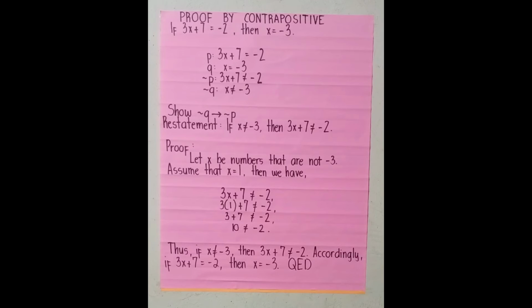Thus, if x is not equal to -3, then 3x + 7 is not equal to -2. Accordingly, if 3x + 7 = -2, then x = -3. So that is using proof by contrapositive.